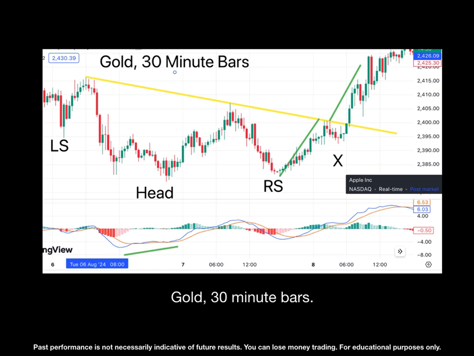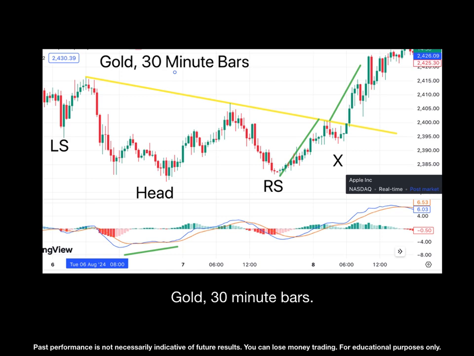If we continue there, we see the strong move off the right shoulder, marked in the green line, goes up to the yellow trend line. It pulls back a little bit before it decisively breaks above 2400. It breaks above the high that it made at the right shoulder, and it breaks above that trend line. It just doesn't stop. It rallies straight up $15.